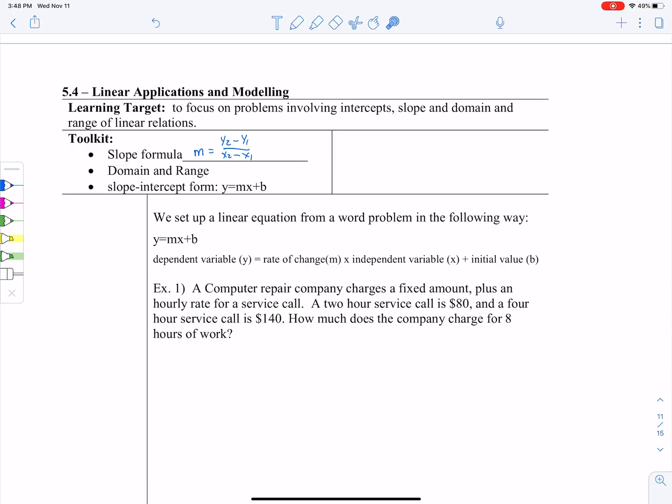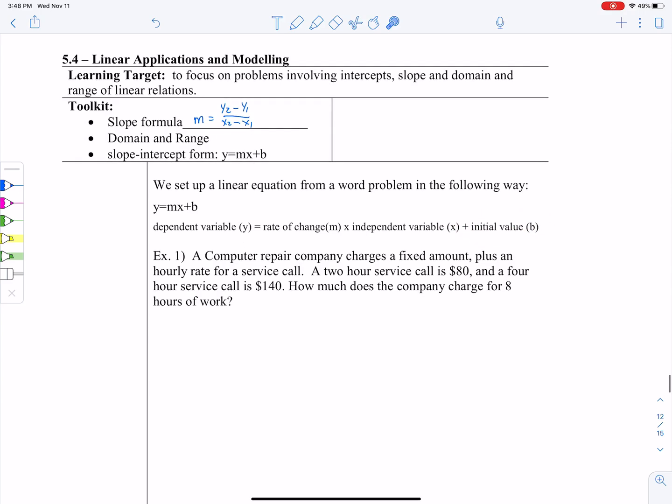So we're going to be using our slope equation to figure out word problems. The dependent variable is going to be the y. The rate of change is going to be the m. The independent variable is going to be the x. And the starting or initial value is going to be the b. Okay.